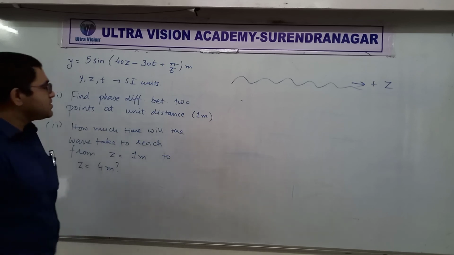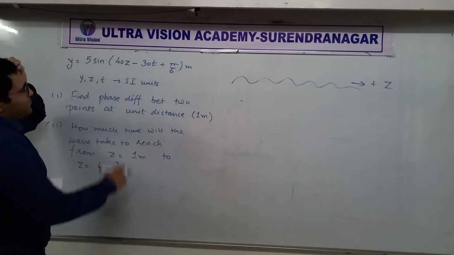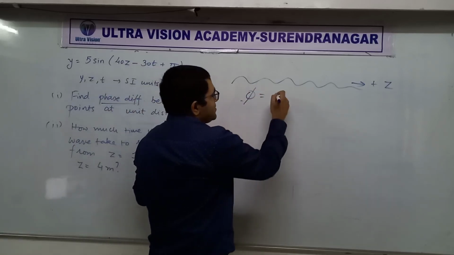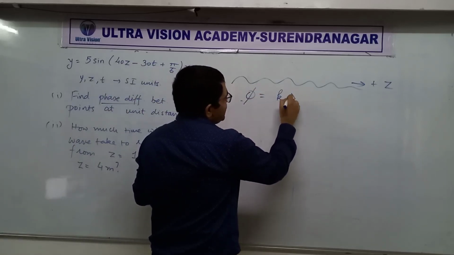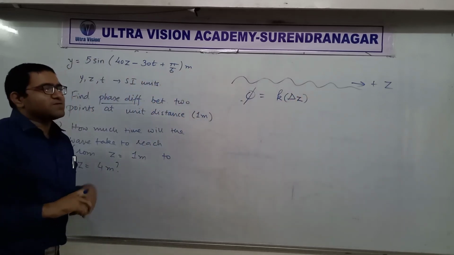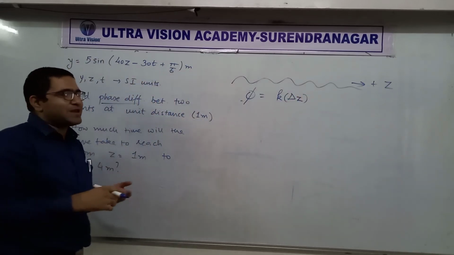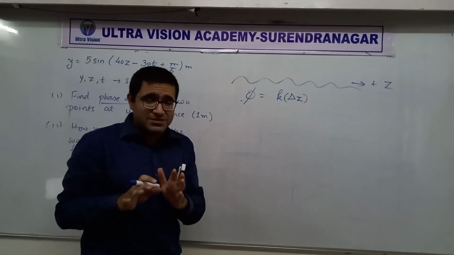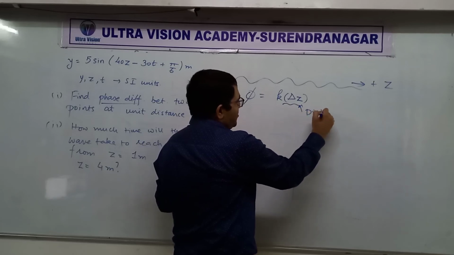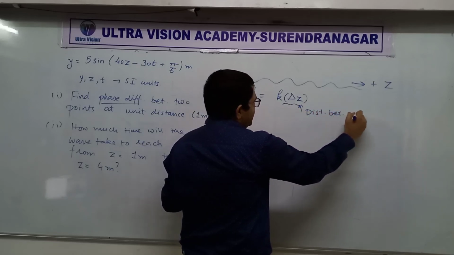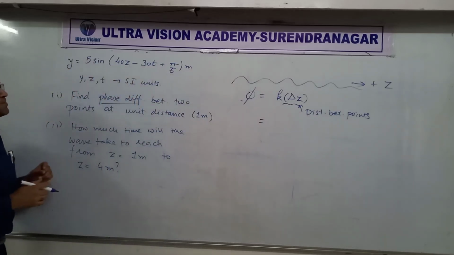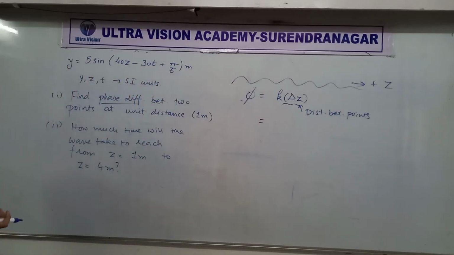Now we have to find phase difference. So phi is equal to k delta z, isn't it? Now instead of writing delta x, I am writing delta z. Remember, the meaning is still the same. Don't worry about all that. This just means distance between points. Correct? So can you find it now? Hurry up. Quickly, everyone.